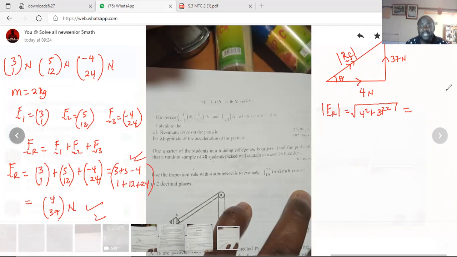Now, sometimes if they don't ask you for the magnitude, look at the second question. It says the magnitude of the acceleration of the particle. By all means, they are asking you indirectly: first get the magnitude of that resultant force, then use it to find the acceleration, because there is no way you will get there otherwise. Sometimes they can ask for the acceleration in vector form. I'm also going to show you how we handle that. Can we get this answer?